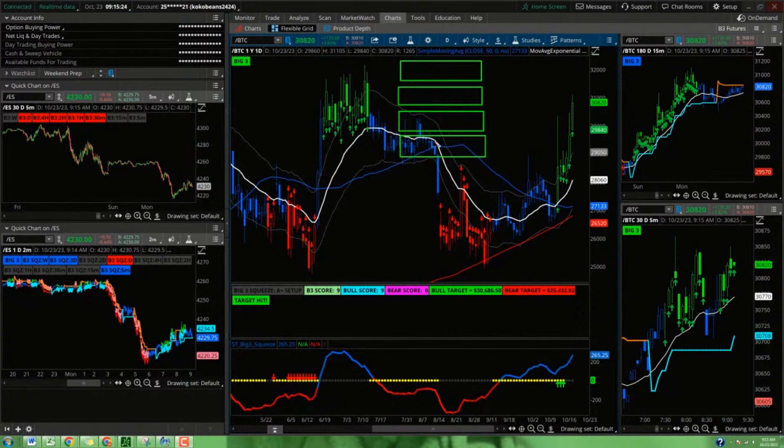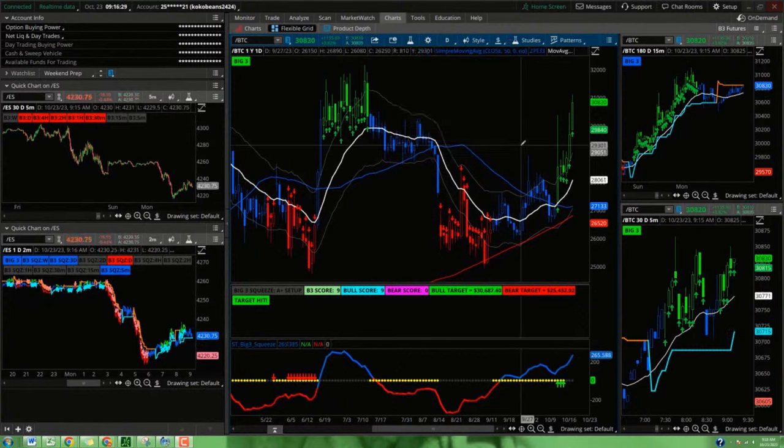So domino effect. You've got the daily squeeze. You've got the 2-day squeeze. You've got the 3-day, and then you've got the weekly. But anyways, the daily squeeze fires. That releases energy. That release of energy might trigger the 2-day squeeze to fire. That releases more energy. That might trigger the 3-day. The 3-day might trigger the weekly.